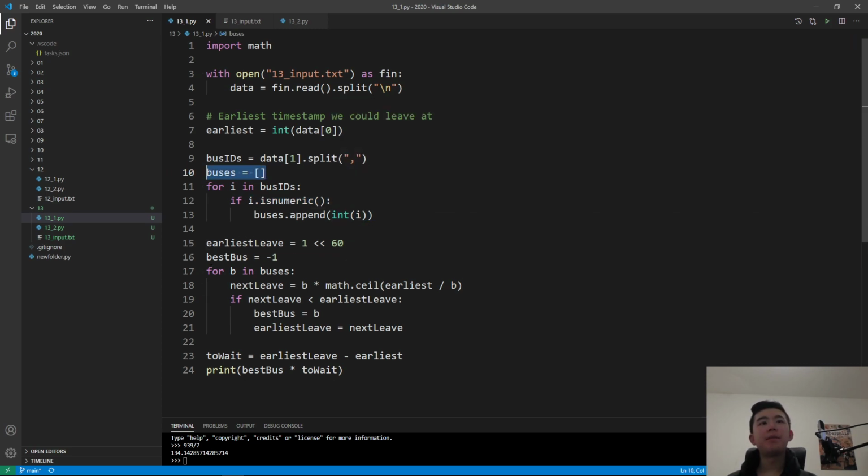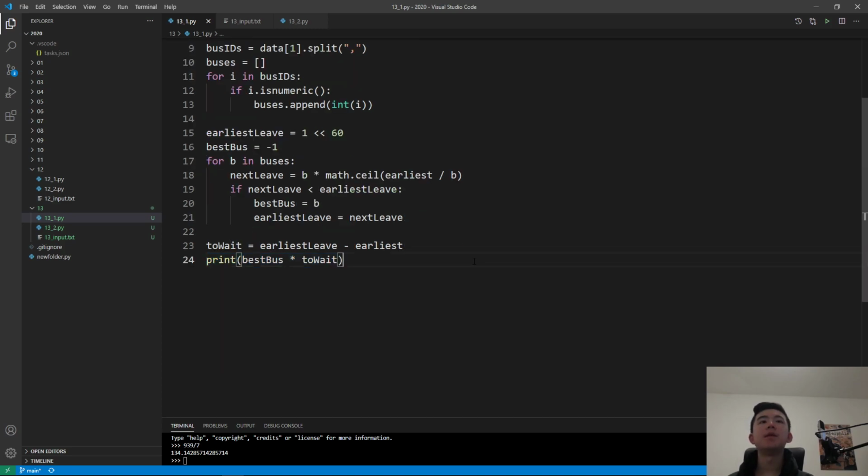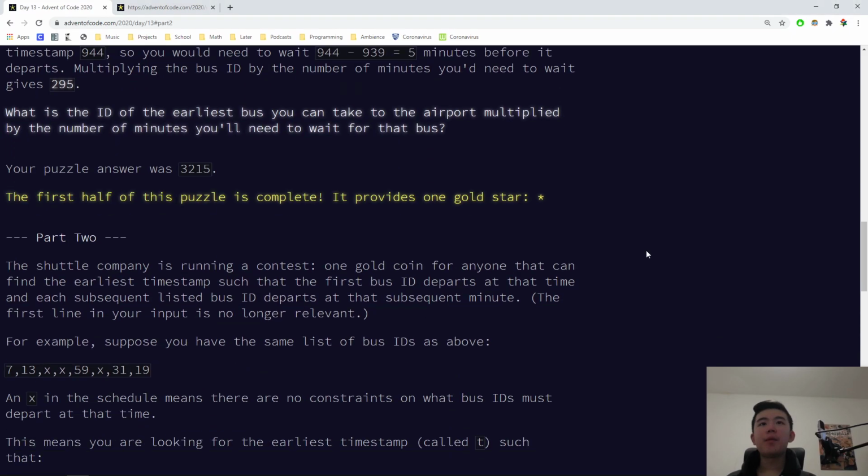Then for every bus in our list, this is just computing the earliest time we could take that bus. That's this line. If the earliest time that we can take that bus is better than our current best, then we need to update our current best. We also need to keep track of which bus we want to take. And then at the end, we just multiply the ID of the bus that we want to take by the amount of time that we have to wait, so the earliest time we could take that bus subtracted by our earliest timestamp. And that's basically it for part 1.